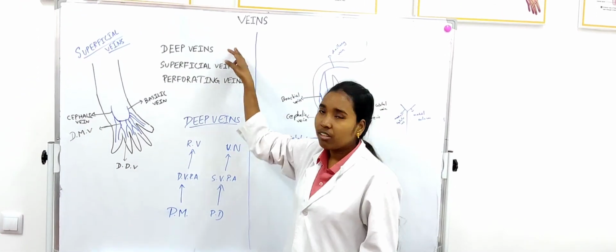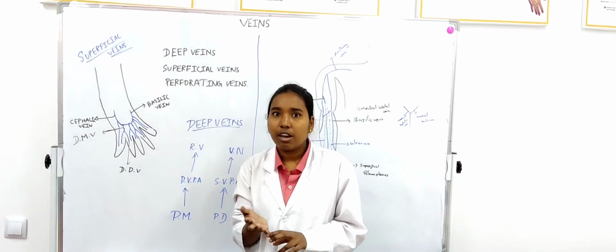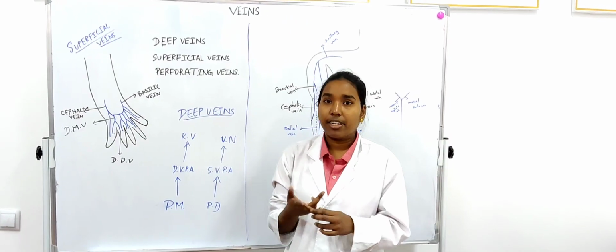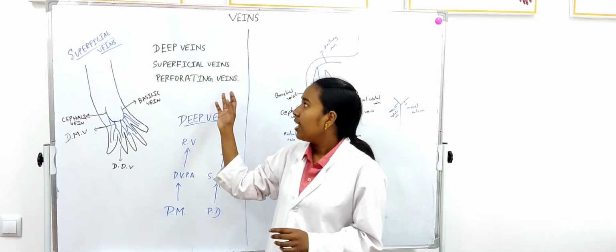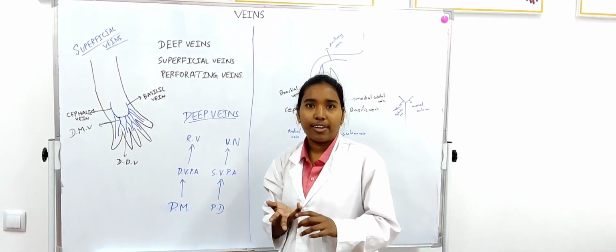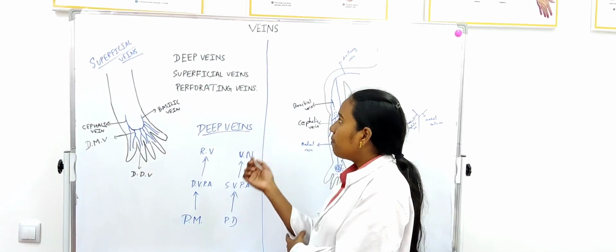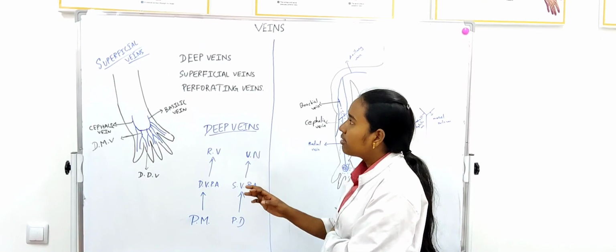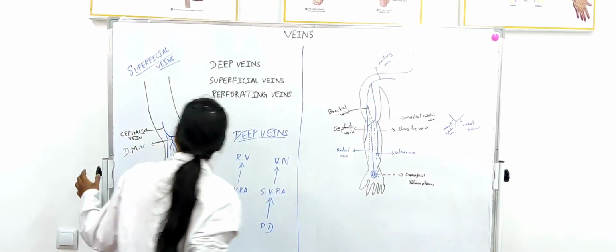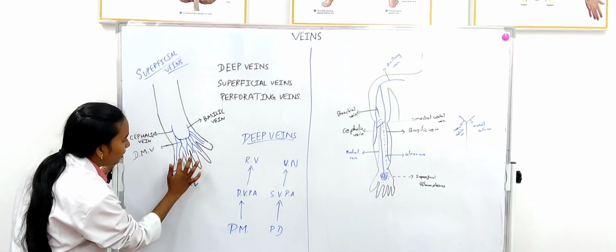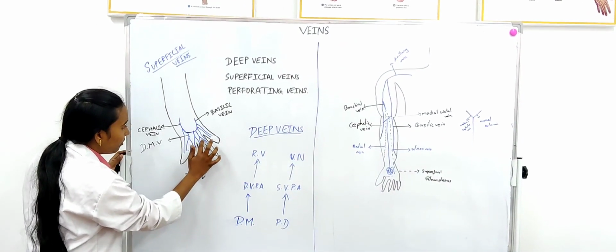Then the deep veins are paired veins. The examples are the radial vein, ulnar vein, and the brachial veins. The superficial veins are the basilic vein, cephalic vein, and antebrachial veins. Now we are going to see how the superficial veins are formed. This is the dorsal digital veins.